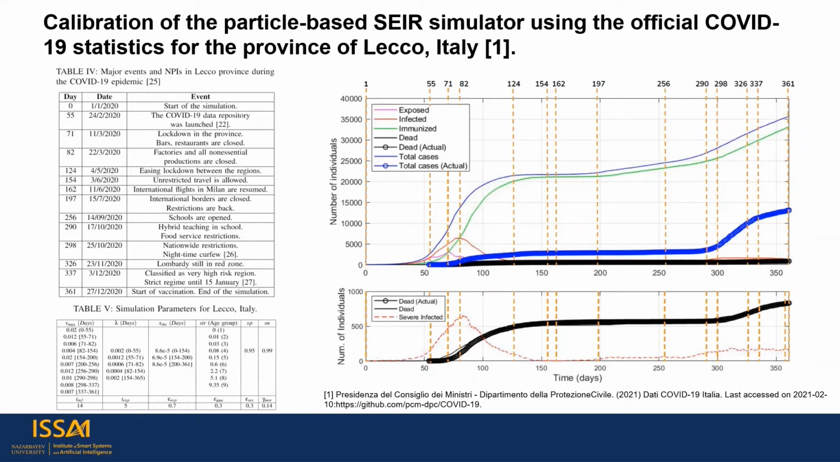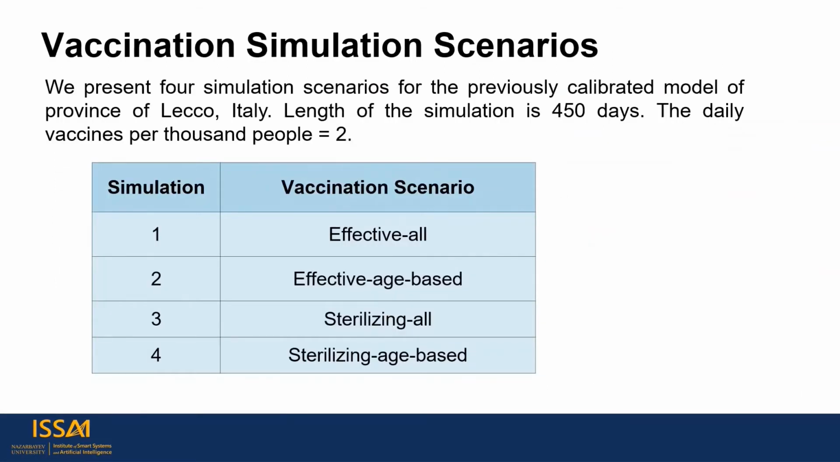In this demo video, we will show 4 different cases for the province of Lecco: effective all, effective age-based, sterilizing all, and sterilizing age-based. We continue from the last day of the calibration model. The length of the simulation is 450 days, and the daily vaccines per 1,000 people is 2.